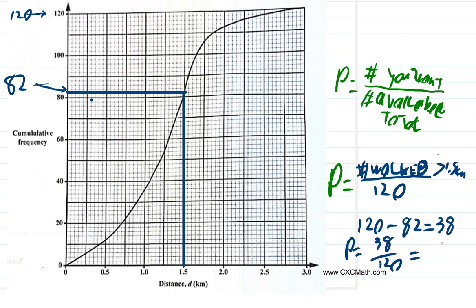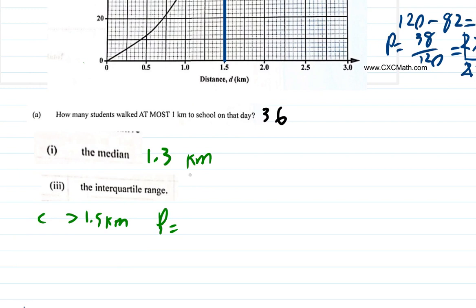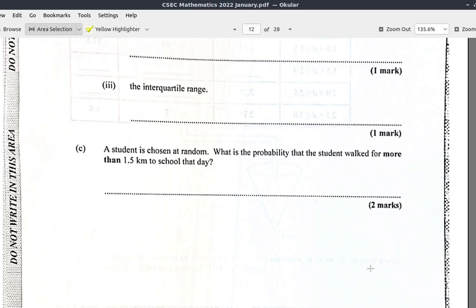So the probability then will be 38 over 120. What's 2 into 38? Half of 38. 38 is 2 by 19. 2 nines are 18. How many 2's do you have in 120? 60, it is 2 by 60. 2 cancels 2. So what you have is 19 over 60. The probability is 19 over 60.